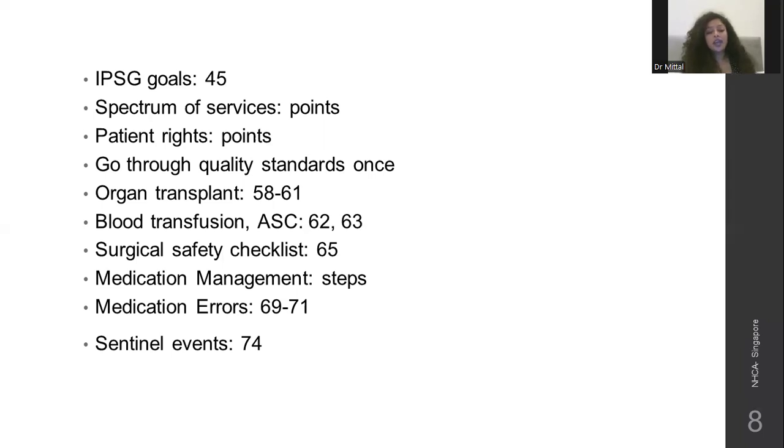Go through the quality standards just once. Read it twice. Some conceptual questions will come from here. You will be able to answer. These questions from these chapters, quality standards and all, will be relatively very easy for you to answer. It will not be that tough.